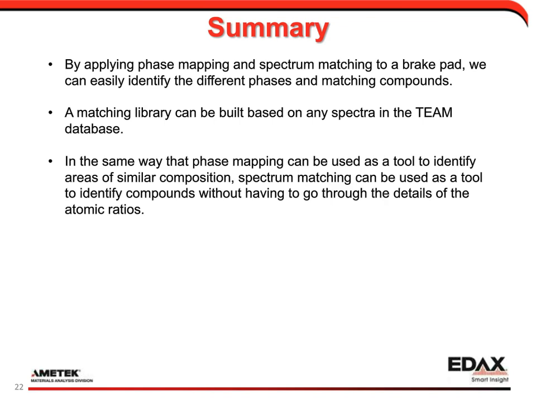So basically, phase mapping, we use that as a tool to identify areas of similar compositions. Spectrum matching can be used as a tool to identify the compounds that match those compositions without having to go through the details of the ratios and having to look up what different compounds would match up to those ratios.